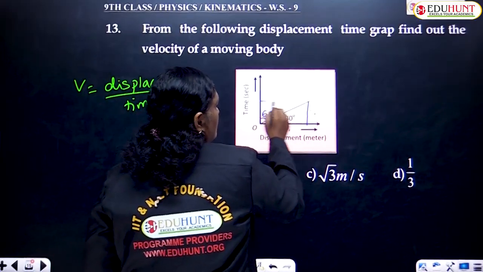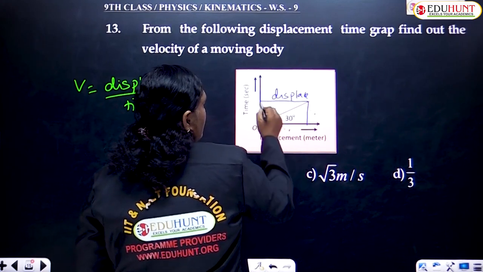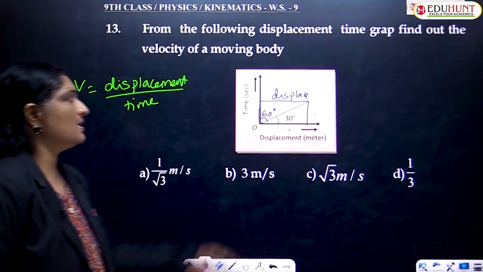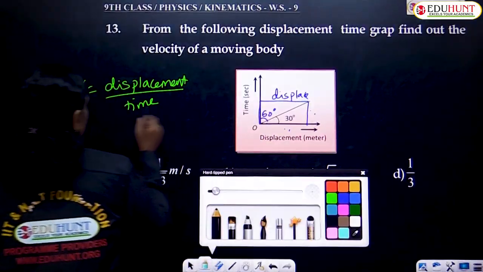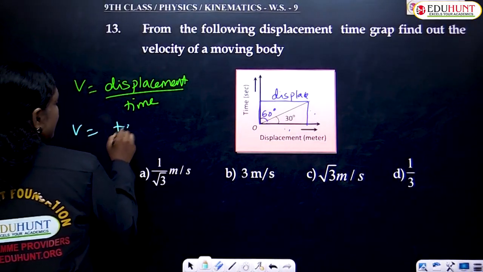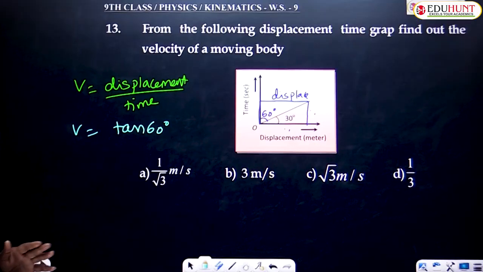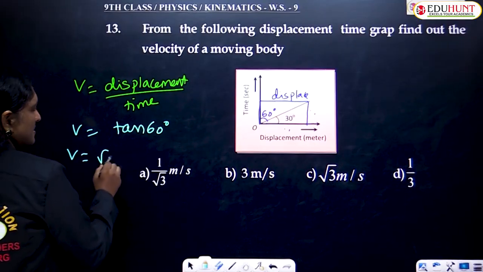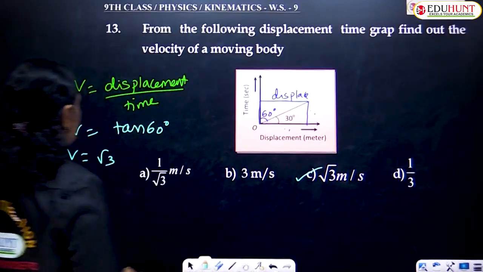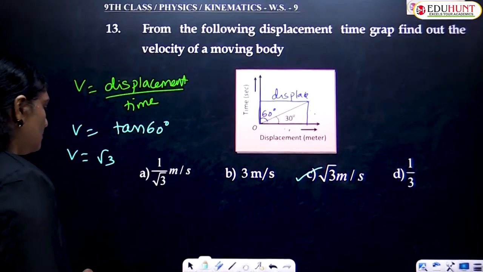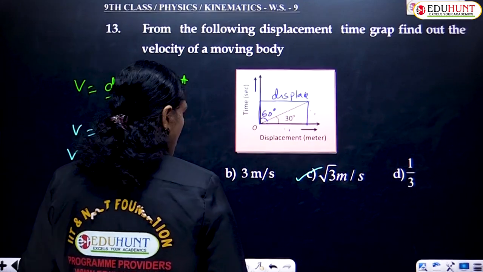60 degrees means this opposite gives your displacement and adjacent gives your time. So tan 60 equals displacement by time. So instead of displacement by time, I have to consider tan 60 degrees. I hope the concept is clear, children. Hence V is equal to tan 60, which is nothing but root 3. Hence the answer is root 3 meter per second. Option C. Question number 13 is your option number 3.